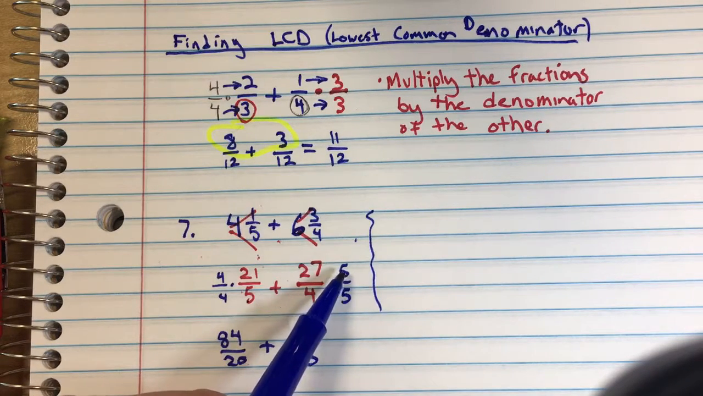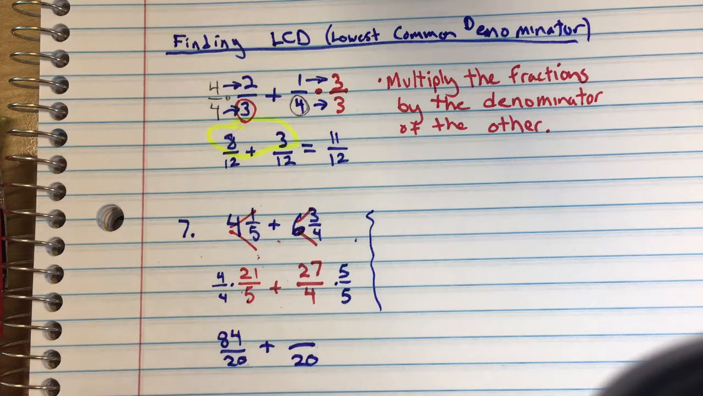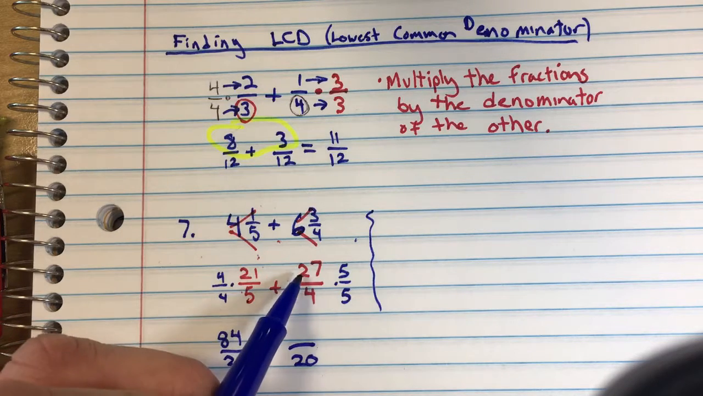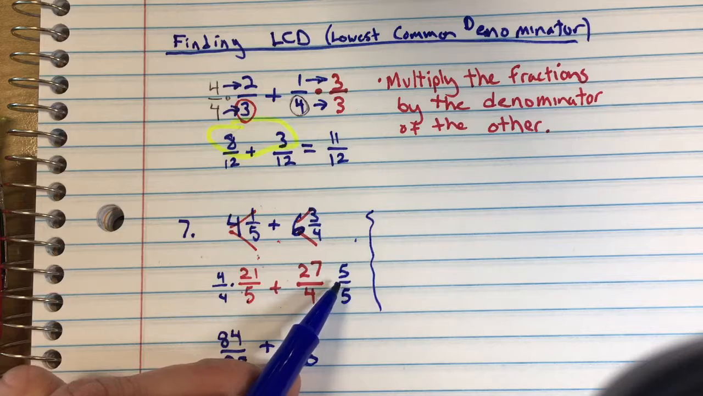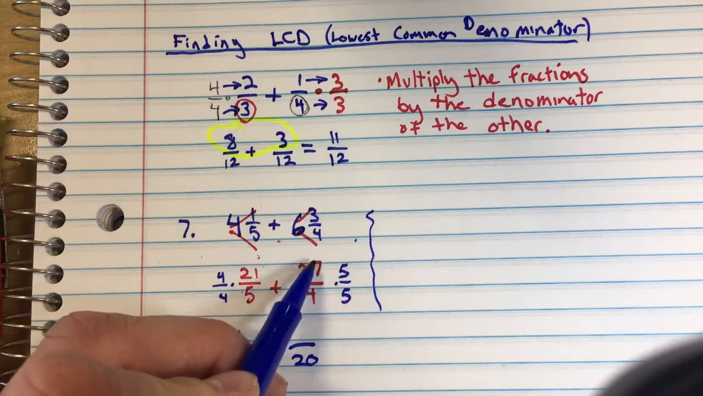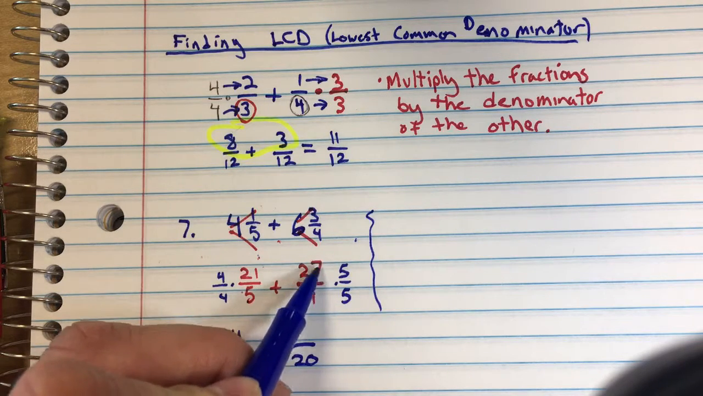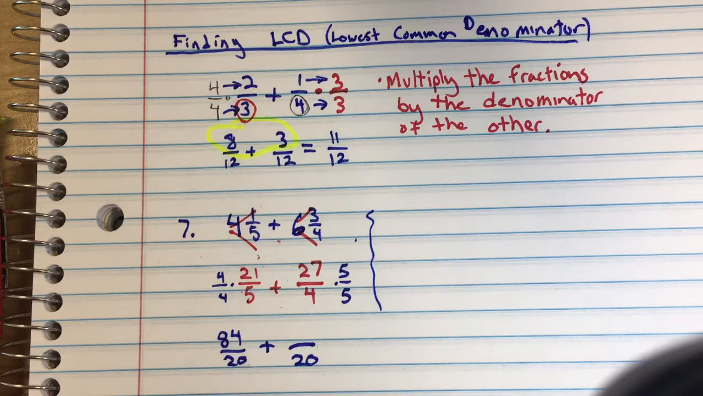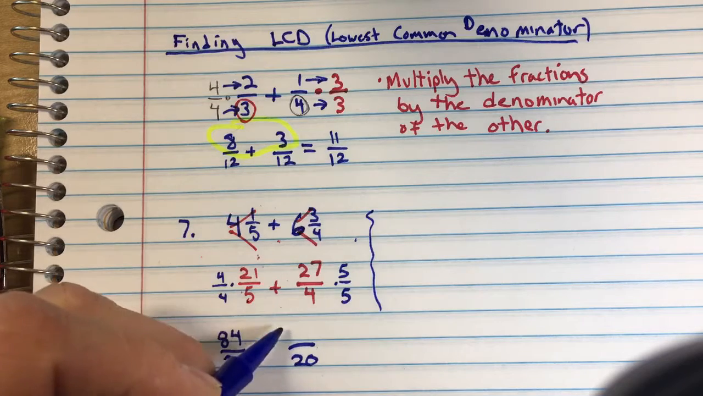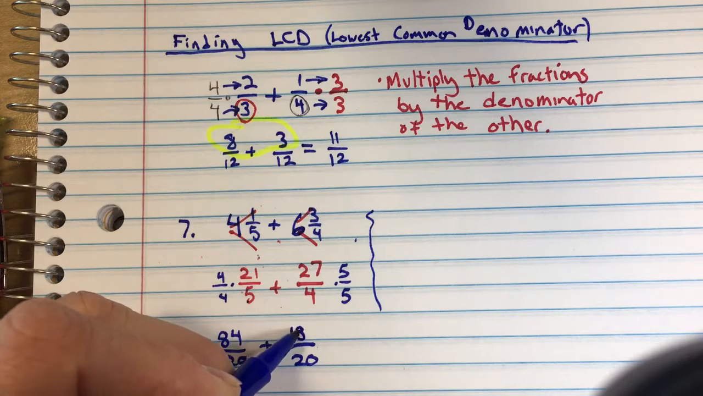27 times 5, I don't exactly know what that is, but I bet I could figure it out. I know that this is almost 30, right? 30 times 5 is going to be 150. This is 3 numbers less, so 3 numbers less times 5 is 15. So if I took 150, which was 30 times 5, and I subtracted 15, that would give me my answer of 135. Awesome.